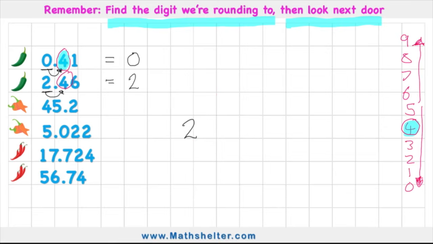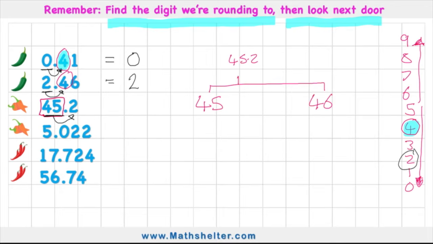Now let's ramp things up and look at an orange chili challenge. I have 45.2. So let's look at our whole number. We have 45. So 45.2 must sit somewhere between 45 and 46. So I put my number line in place. 45.2, I'm going to guess is over here. Just logic tells me that. But to use my scientific inquiry, I'm going to be looking at the whole number and then look next door. We have a 2. 2 is also down on the rounding down section, so my 45.2 is closer to 45.